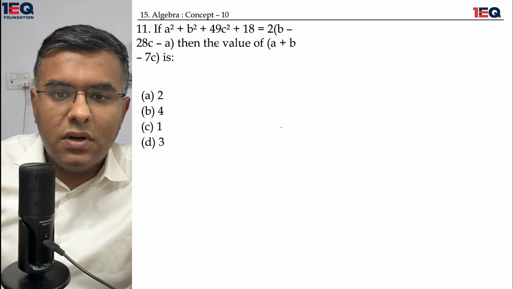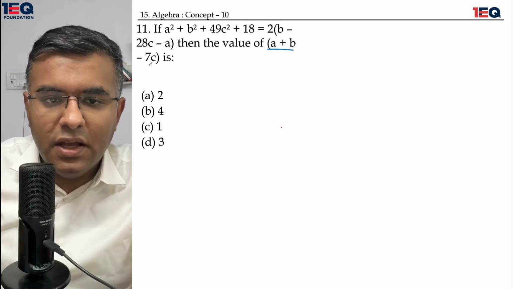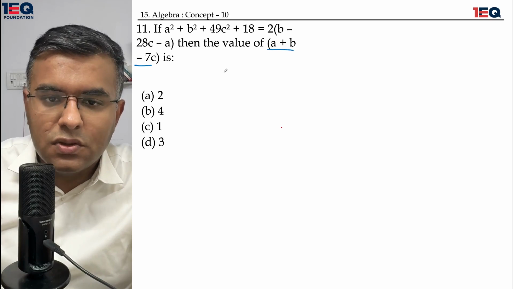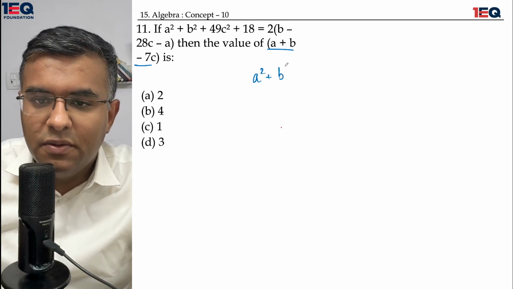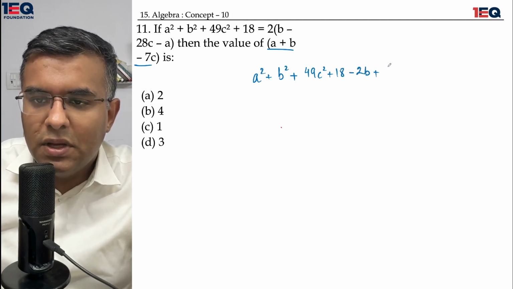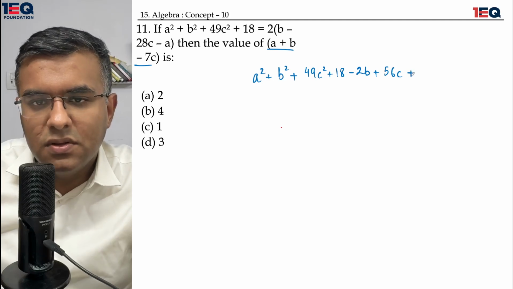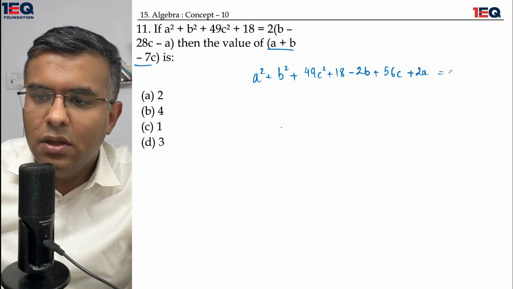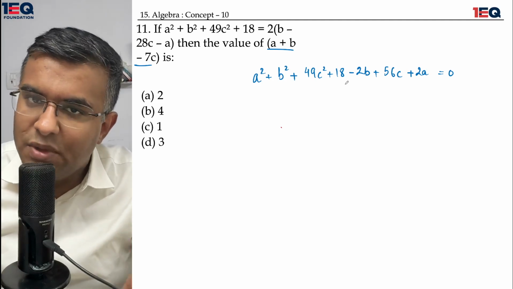Yep. So I have an equation here. I need to find out the value of a, b, and c. So this equation here is a square. I'll bring everything on the left hand side. That would be very convenient for me. A square plus b square plus 49c square plus 18 minus 2b plus 56c, no, this is also plus 2a, being equal to 0.